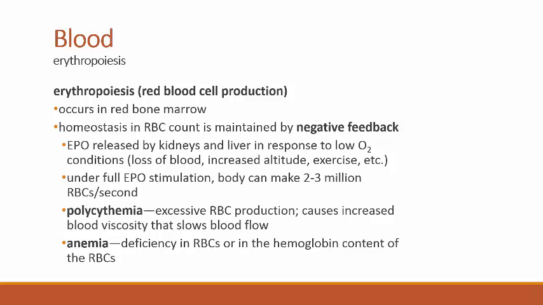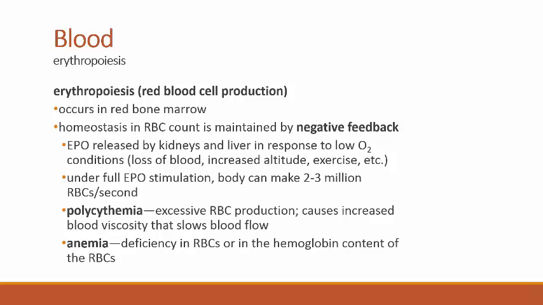Then as oxygen levels increase again in the blood, the liver and the kidneys will reduce the amount of erythropoietin that they produce, and that will then allow the hematopoietic stem cells to slow down their production of red blood cells. So we have this constant push-pull of negative feedback that is going to control the amount of erythropoietin that's being released, that then goes on to control the number of red blood cells that are being produced.